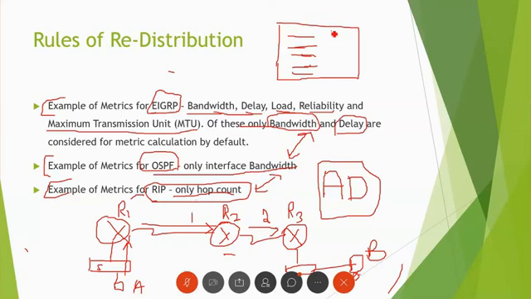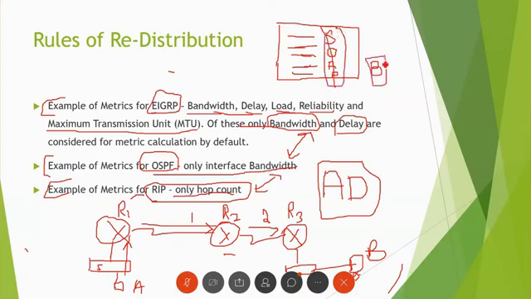It could be a static route represented by S. It could be an OSPF route represented by O. It could be a RIP route represented by R. Or it could be an EIGRP route represented by D. Or a BGP route represented by B. So the router will not see which protocol is showing the path. It will only check whether the path is available or not.